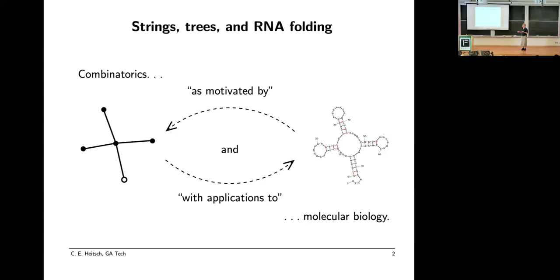And so combinatorics people like to think about branch structures a lot, and molecular biologists who touch on RNA think about these kind of secondary structures for RNA.